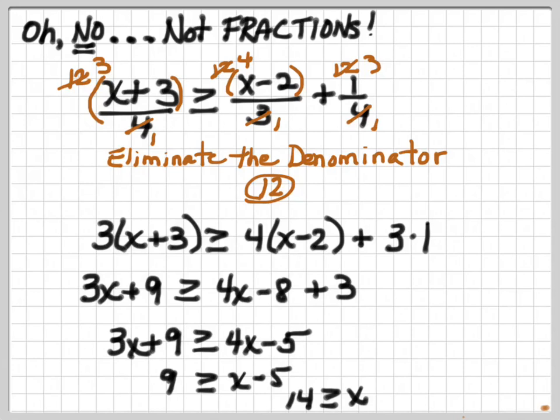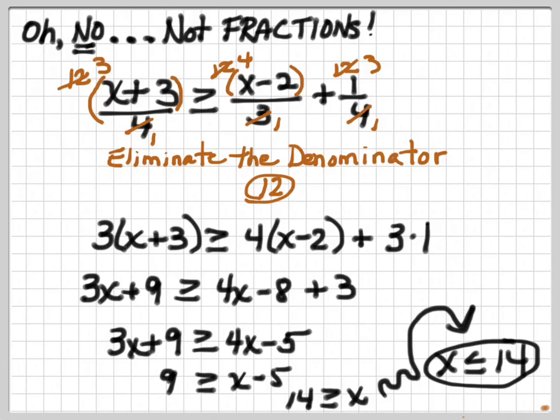If you notice, the alligator mouth is open towards the 14. So when I switch them around, the alligator mouth also has to be open towards the 14. In other words, I'm reversing my sign. So I have x is less than or equal to 14.